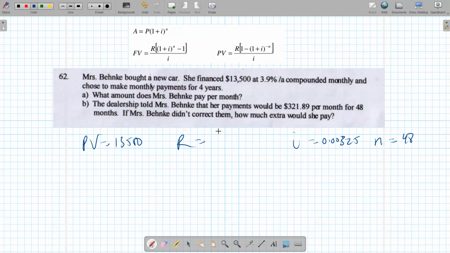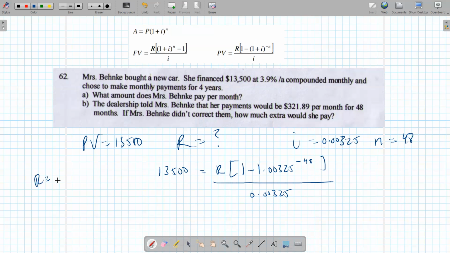Mm-hmm. Boom. So again, we have 13,500 equals R. We don't know what it is. We don't really care. 1 plus, again, 1 plus I, you can just do 1 plus that. Whenever you do this, the first zero just turns into a 1 because we're just adding that with 1. So it becomes 1.00325 to the power of negative 48 all over 0.00325. Okay, you tell me what R is.